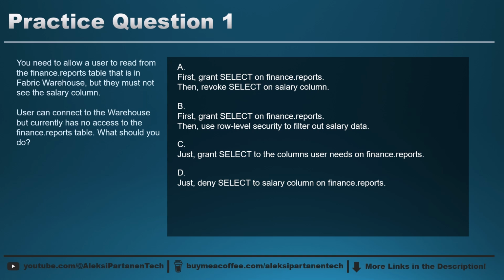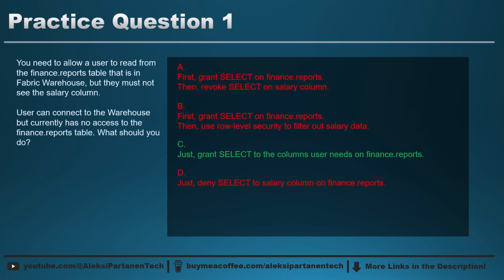Now think about the answer for a moment and pause the video. I'll reveal the answer in 3, 2, 1. The correct answer is C, since the user didn't have any access to that table in the first place, so we can just grant access to the columns that the user needs.